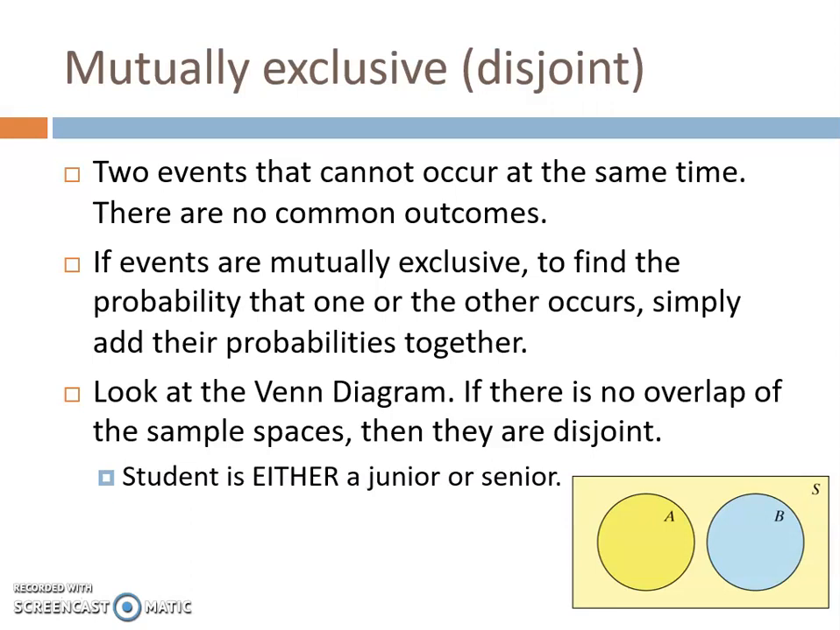So some examples. A student is either a junior or they're a senior. You cannot be both at the same time. You can either land on heads or you can land on tails. You can't do both at the same time. You either roll a sum of 5 or you roll a sum of 6 with 2 die. You can't do both at the same time. Those are all mutually exclusive events. Okay?